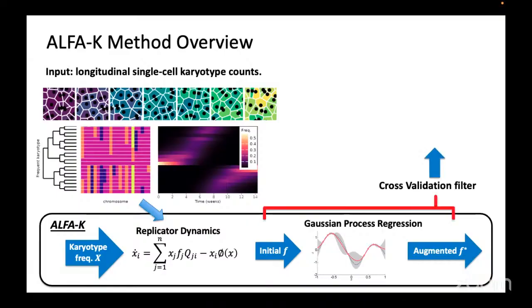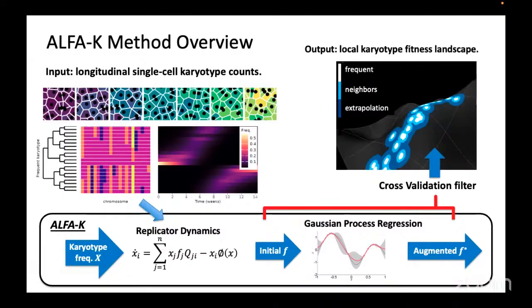There's an additional step, which we call the cross-validation filter. Basically we take these augmented fitness estimates and we re-estimate the pipeline with each karyotype removed from the input data one at a time. Then we compare the fitness estimates for those removed karyotypes with the initial fitness estimates. If we see a match, we say, it's not exactly a validation, but it at least shows internal consistency of the pipeline. We essentially discard any landscapes where this test is not passed. And this gives us our final output, which is a local fitness landscape.